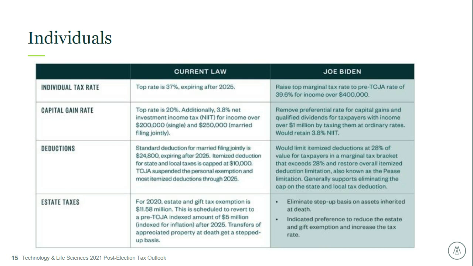For estate taxes, currently there's very favorable law in place, and that has an estate and gift tax exemption at a very high level. It's $11.58 million, and it was formerly $5 million, but that was changed by the TCJA. And also, another very favorable item regarding estate taxes is when you bequeath property to somebody, that gets a step up in basis to the fair market value. And that in particular is what Joe Biden's plan looks to eliminate. And it also looks to reduce the exemption amount as well.